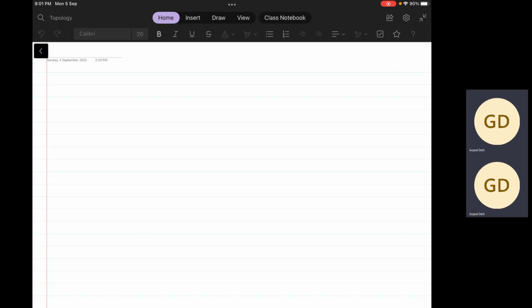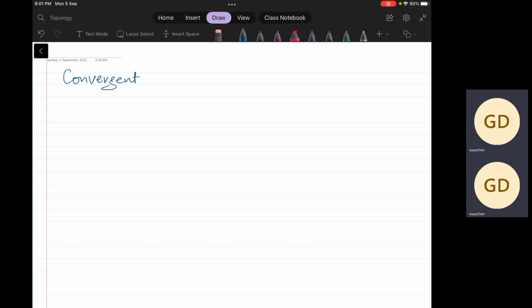Let us begin this lecture by two definitions. So first definition is a convergent sequence in a metric space. Let us recall the definition of a convergent sequence. So we all know that a sequence is a function whose domain is the set of positive integers.